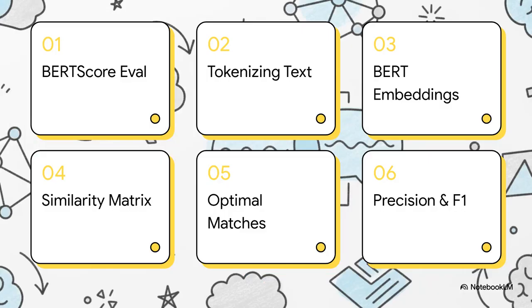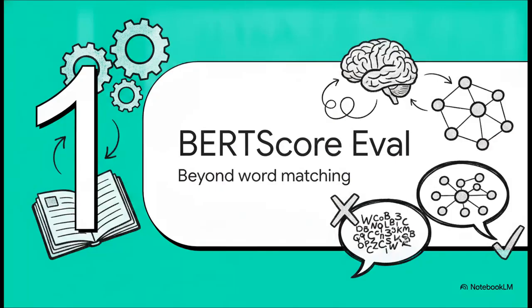So here's our roadmap for today. We'll be covering 1. Evaluating LLMs with BERTScore, 2. Tokenizing the text, 3. Generating BERT embeddings, 4. The cosine similarity matrix, 5. Finding optimal matches, and 6. Precision, recall, and F1. We are going to trace exactly how a simple sentence gets transformed into a highly accurate quantifiable score. Okay, let's jump straight into Section 1, Evaluating LLMs with BERTScore, moving beyond simple word matching.